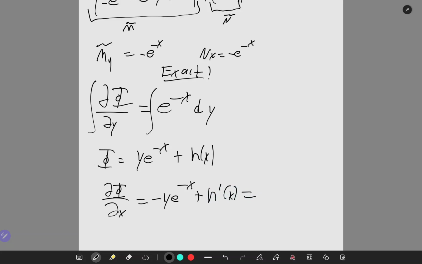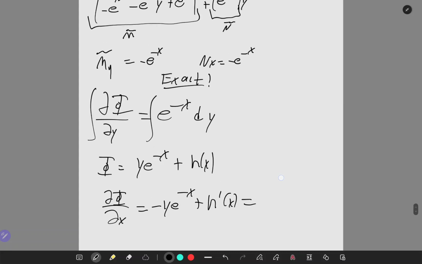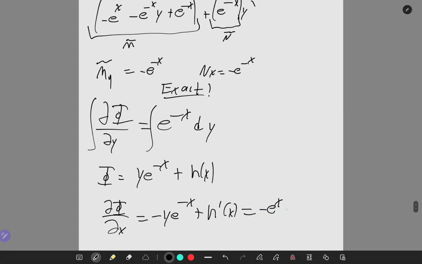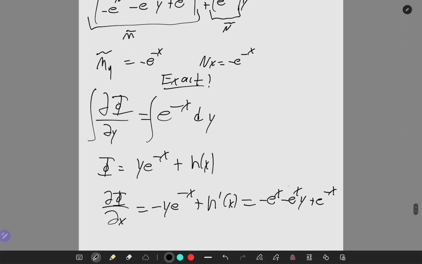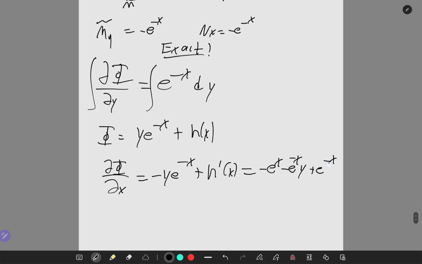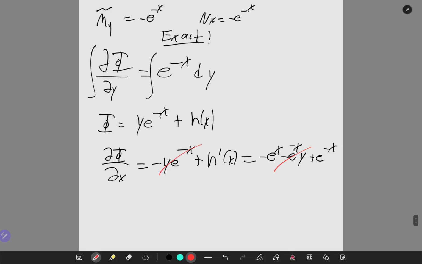Set that equal to negative e to the x minus e to the x times y plus e to the minus x. Does anything cancel? Yeah. No. Oh, yes, it does. I miswrote that down. These cancel. H prime of x is equal to negative e to the x plus e to the negative x.